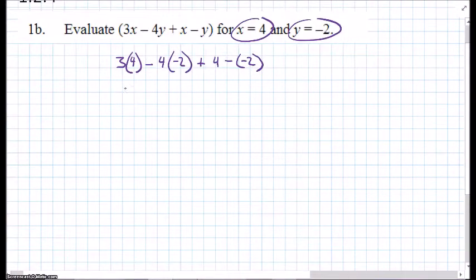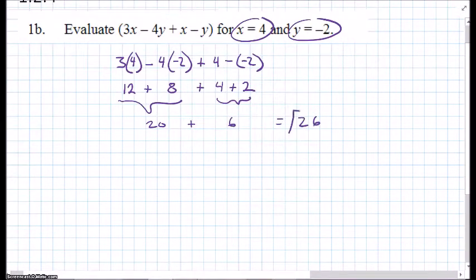So 3 times 4 is 12. What is -4 times -2? It would just be plus 8. And what is 4 minus -2? There's two negatives together, so you could rewrite this as plus 4, and a minus and a minus makes plus 2. So you sum all the terms together: 12 plus 8 plus 4 plus 2. 12 plus 8 is 20. 4 plus 2 is 6. So your answer would be 26.